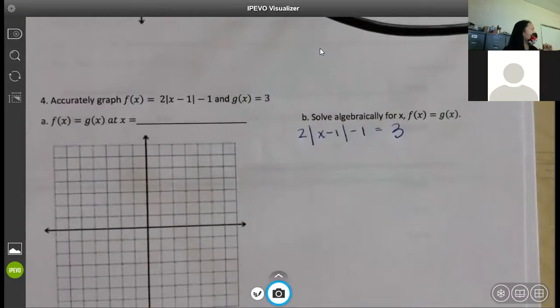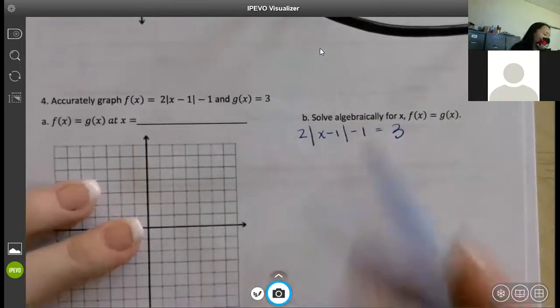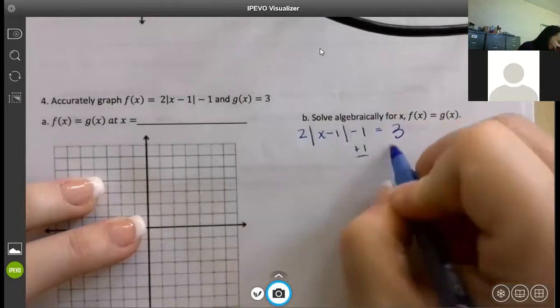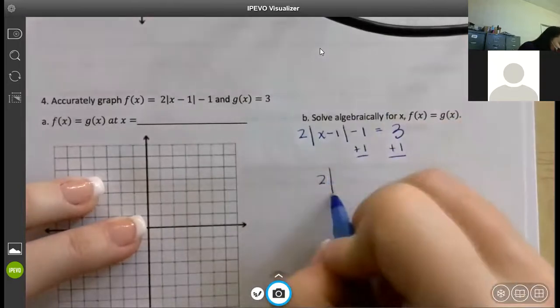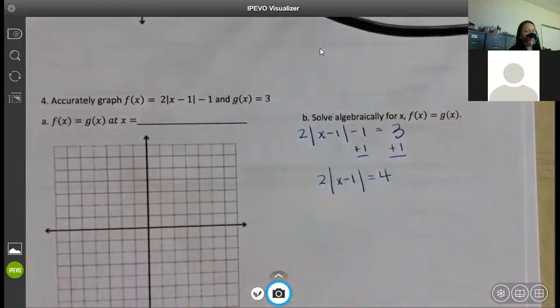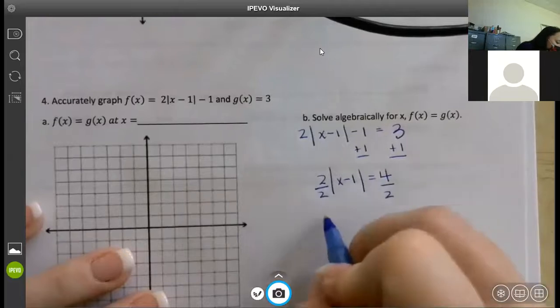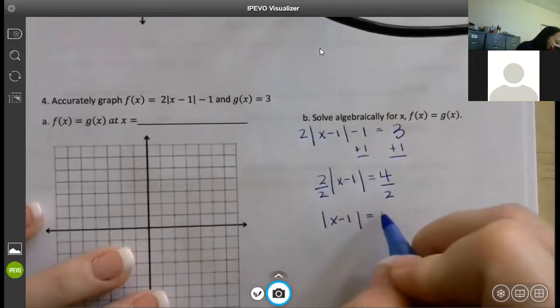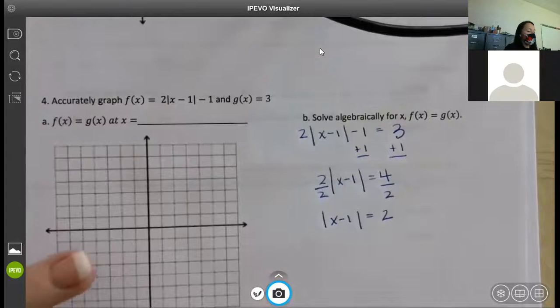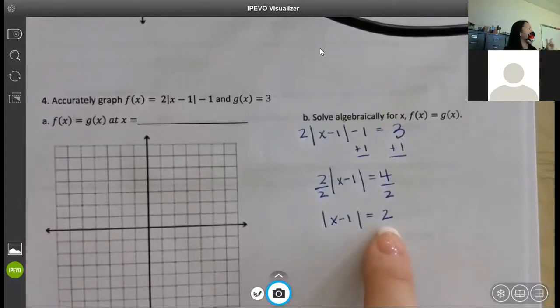And you won't have to graph them on your homework. It's just solving them. Okay, so you'll need a separate sheet of paper to be able to solve them. So step 1 is get that absolute value by itself. So we're going to move the 1. We get 2, absolute value of x minus 1 is equal to 4. And then we're going to divide by 2. Four divided by 2 is 2. It is equal to a positive number. So how many solutions should we have? 2. Positive number, two solutions.